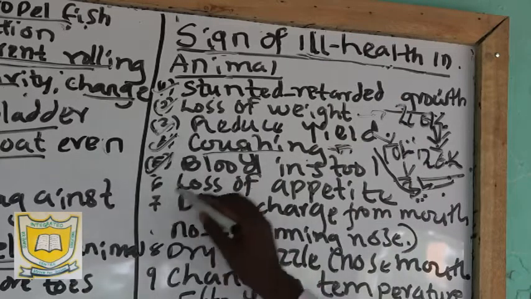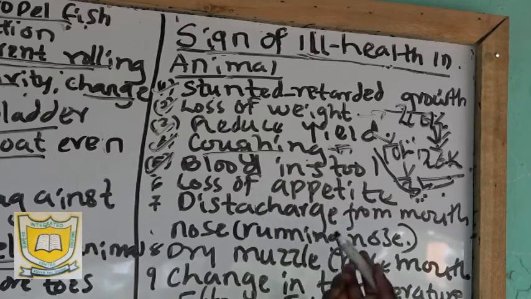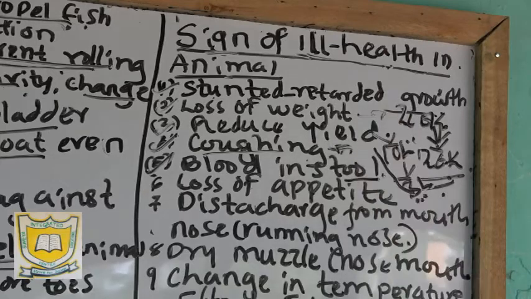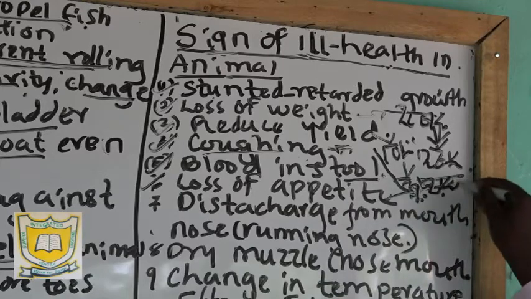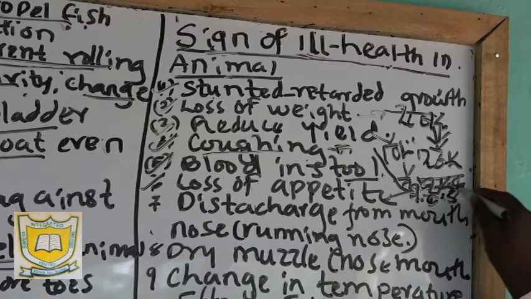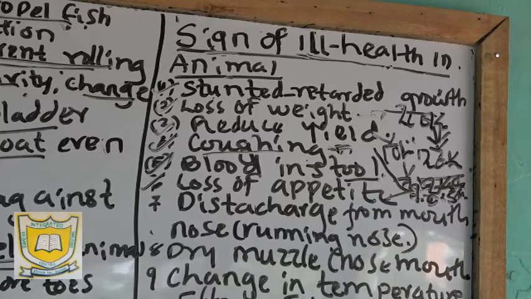Number five, we talk of blood in stool and also urine. In the stool, we don't expect these animals to have a lot of blood stains. But if we do see it, it means that animal is affected with a certain disease. So we have to move first to prevent that disease. So number six, we talk of loss of appetite. If the animal used to eat maybe 2 kg of napier grass per day, but now you get that the animal is only eating 0.5 kg per day, that one is loss of appetite.